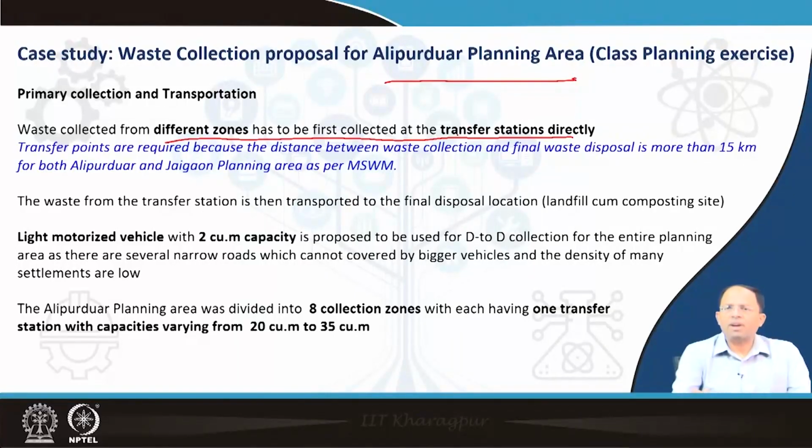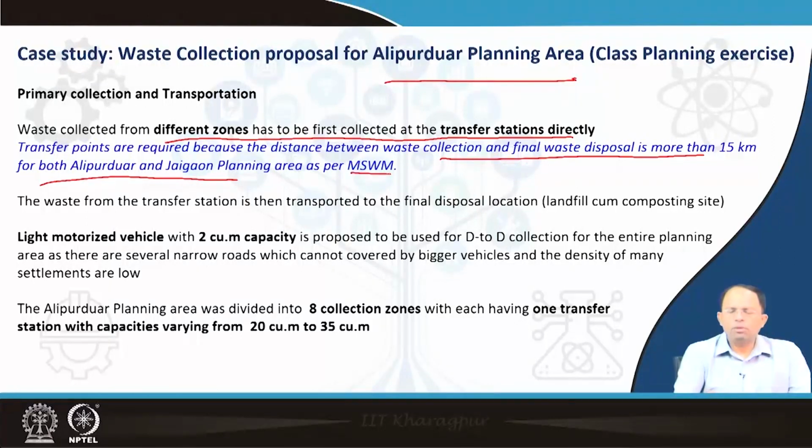But if it was done via tricycles or handcarts, then we have to design a primary collection system and a secondary storage system, and from there we have to use vehicles to bring it to the landfill site or to transfer stations. So we found that directly using LCVs and transfer stations and then directly transporting the waste is cheaper than using handcarts, secondary storage, then taking it to the transfer station or taking it directly to the landfill site. So transfer points are required because the distance between waste collection and final waste disposal is more than 15 kilometers for both Alipurduar and Jaigaon planning area.